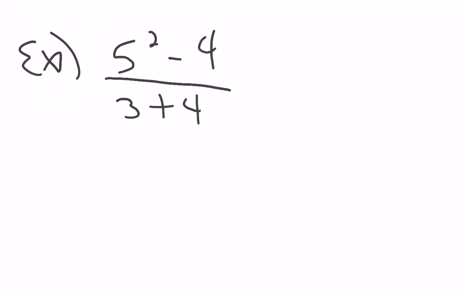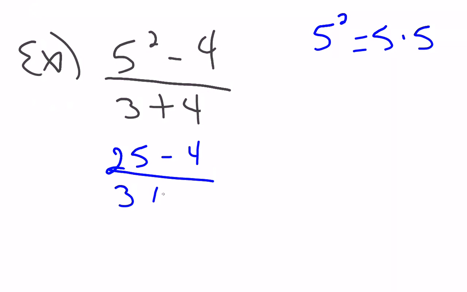So do we have any parentheses? Nope. So we keep going. Do we have any exponents? And we say yes. We have 5 squared. So remember, 5 squared is really 5 times 5. So 5 times 5 is 25. So now we have 25 minus 4 over 3 plus 4.